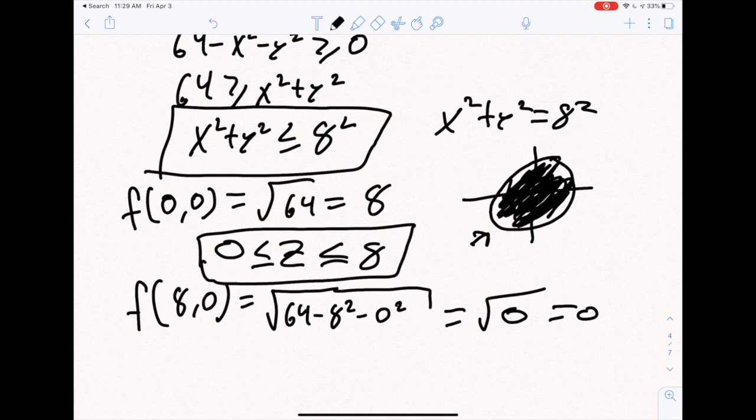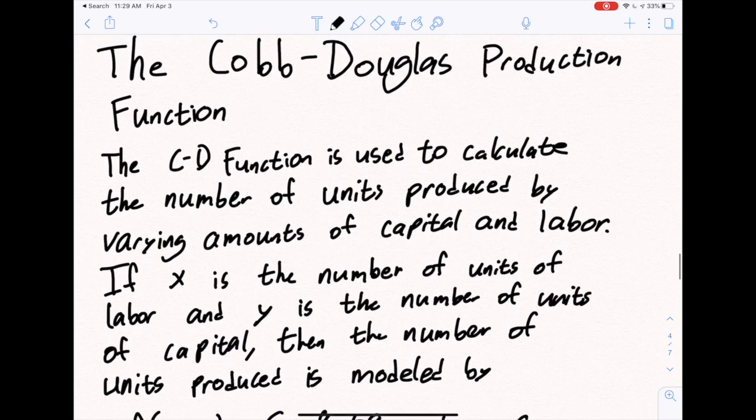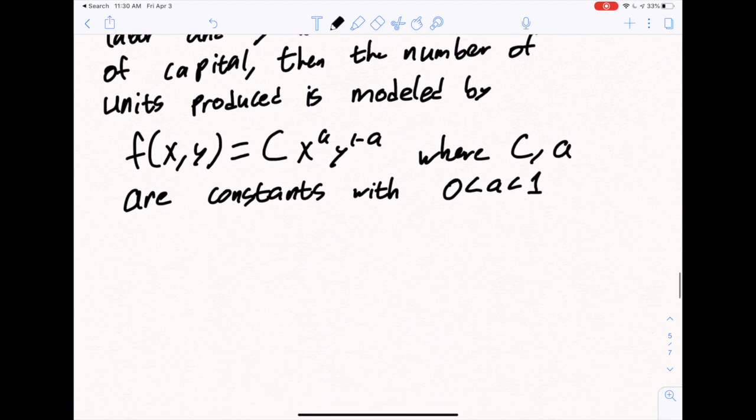All right, just one more section in this video, and that section is the Cobb Douglas production function. It's as exciting as it sounds. The Cobb Douglas function is used to calculate the number of units produced by varying amounts of capital and labor. If x is the number of units of labor and y is the number of units of capital, then the number of units produced is modeled by f of x y equals c times x to the a times y to the 1 minus a, where c and a are constants with 0 less than a less than 1.